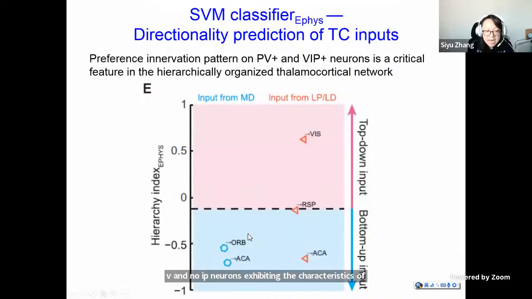Then we applied the classifier IFS trained with CC inputs to the TC inputs tested above. The classifier IFS well separated the bottom-up and top-down TC inputs. LP/LD to RSP input is strong on both PV and VIP neurons and is thus close to the decision boundary. Together, our results on both CC and TC inputs show that the preferential innervation pattern on PV and VIP neurons is a critical feature in the hierarchically organized thalamocortical network.